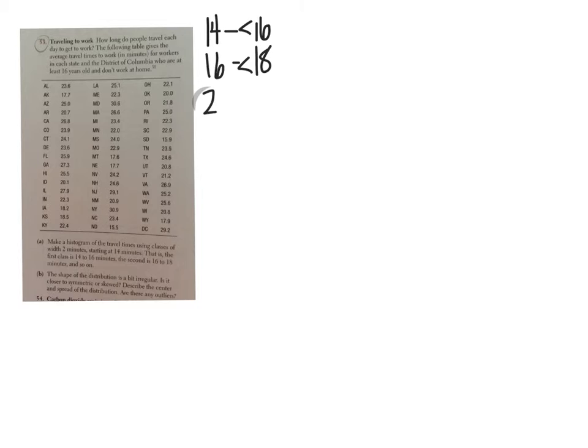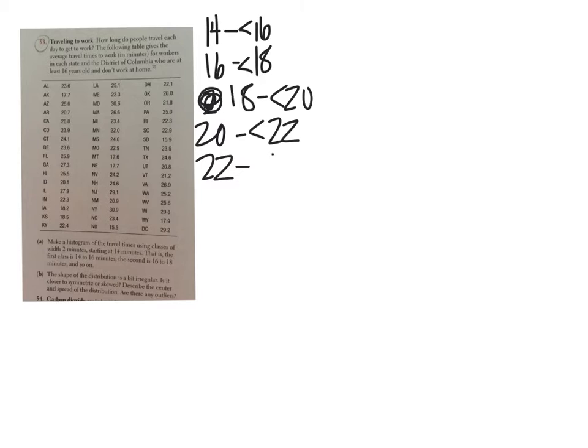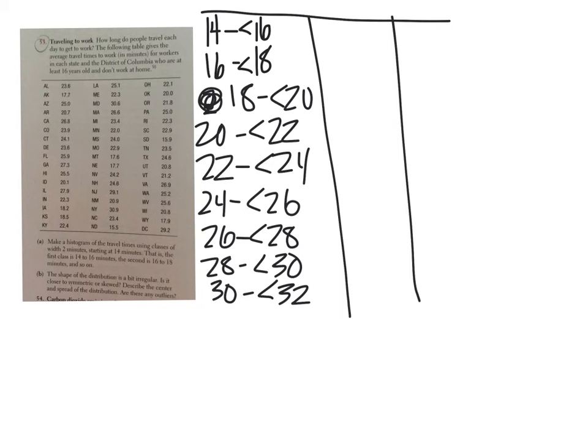Oops, wrong ones. It's really clear which numbers go where. This is not letting me erase for some reason. So I have 18 to less than 20, 20 to less than 22, 22 to less than 24. I think this is going to go all the way to 32, so I have to keep doing this all the way up to 32. This next part is the part that takes a little while.